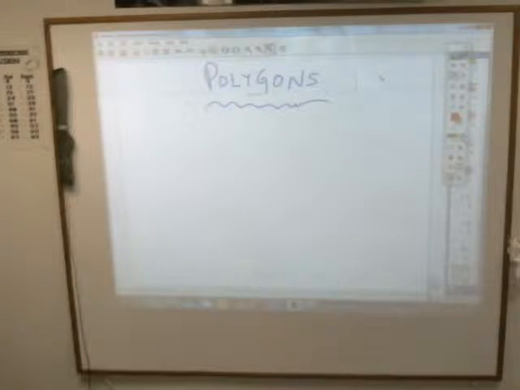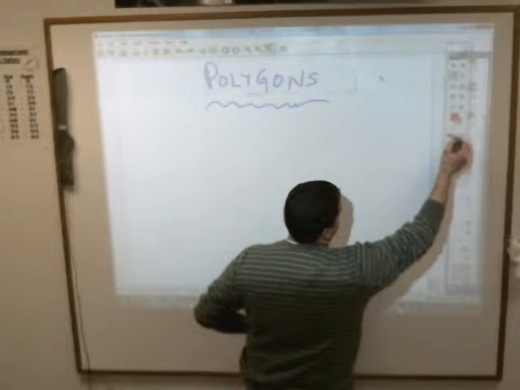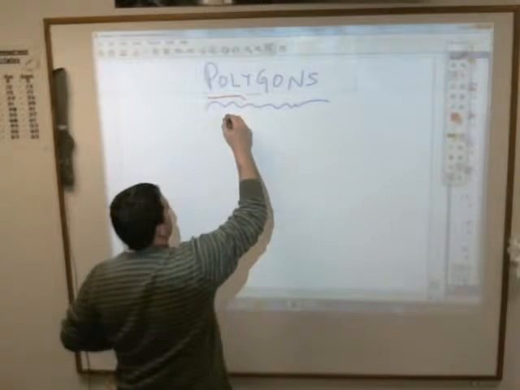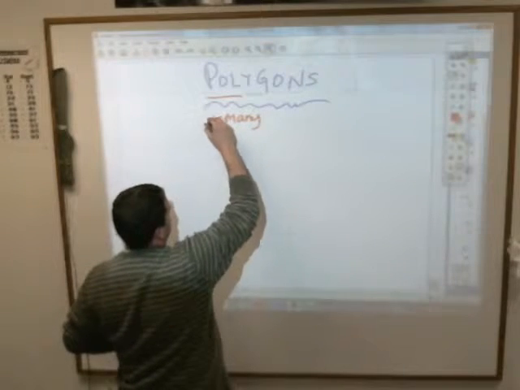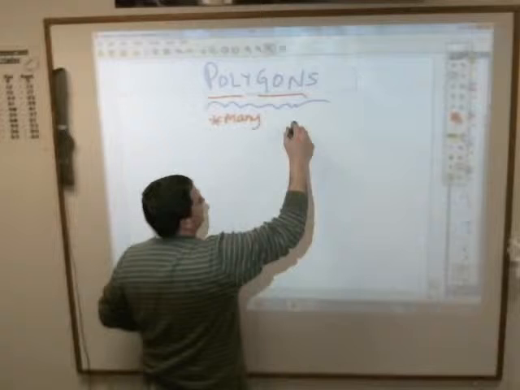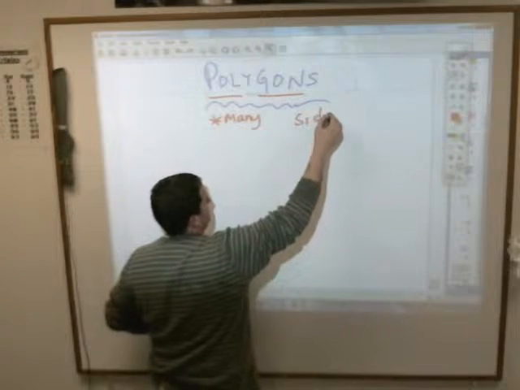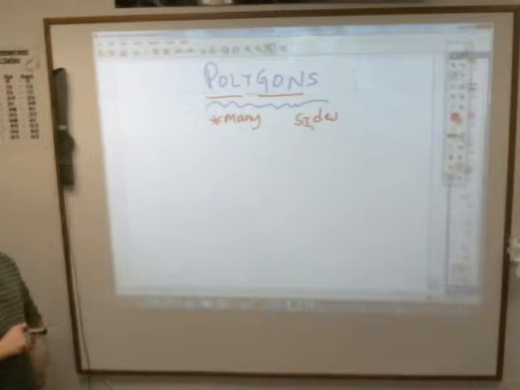About polygons, children. What is a polygon? Well, it comes from, I believe, the word poly, which means many. I hope. I realize I've been telling kids that for years. And gon, which means kind of like sides. So many-sided shapes is what they are.